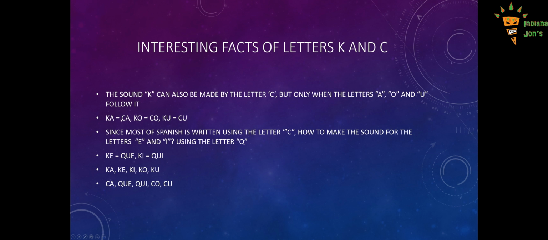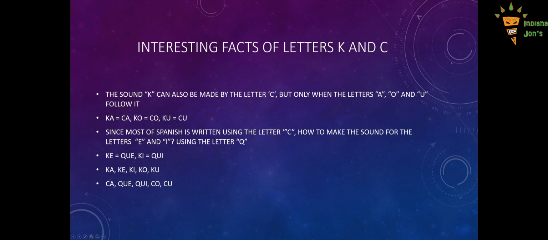For example, ka and ca are gonna be exactly the same, same like ko and co, and same like ku and cu. Ka, ko, ku. It's gonna be exactly the same pronunciation. However, you will see that in Spanish, K is barely used. Most of the words are gonna be written with C, with some exceptions, like kilometer or whatever.